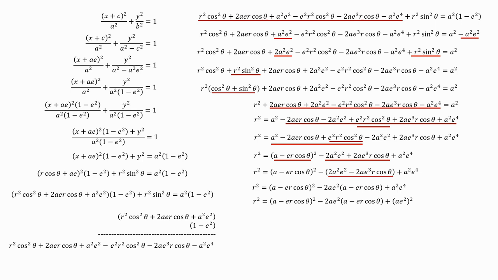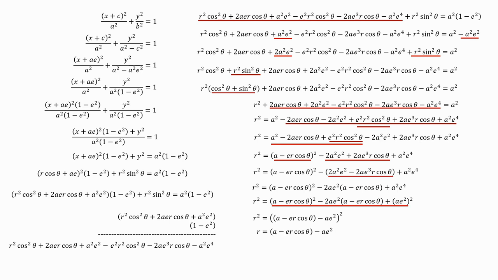And then here I'm changing a squared e to the fourth to ae squared squared. And I'm doing that because these terms are also another instance of a squared minus 2ab plus b squared, which means r squared equals a minus er cosine theta minus ae squared, all of that squared.